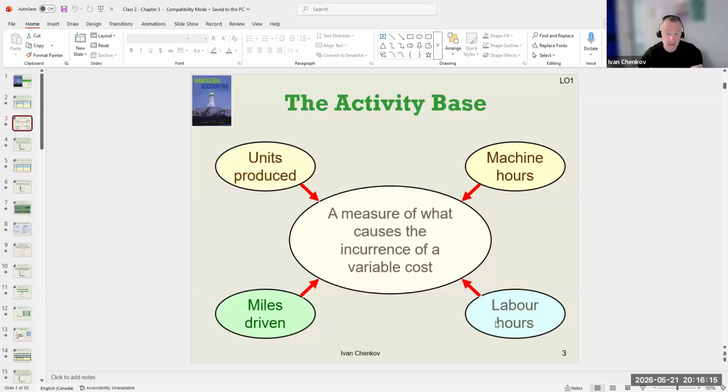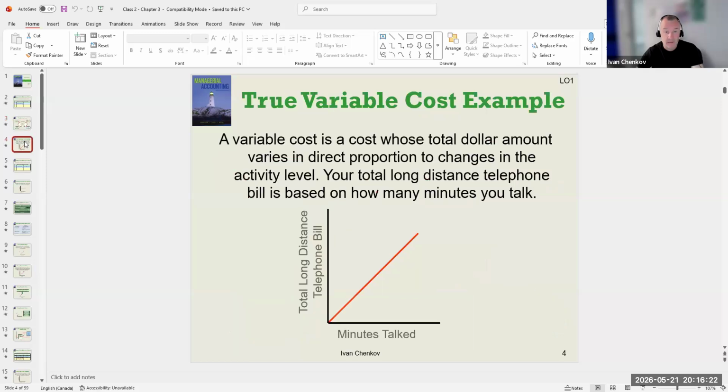Labor hours is the other thing that can drive the variable cost. Miles driven is another thing that can drive the variable cost. The true variable cost always and always increases with the level of activity and remains zero if we're not using it.